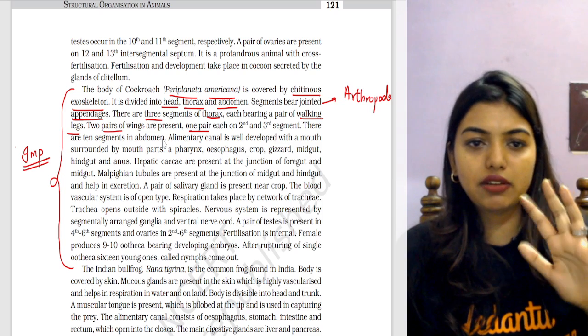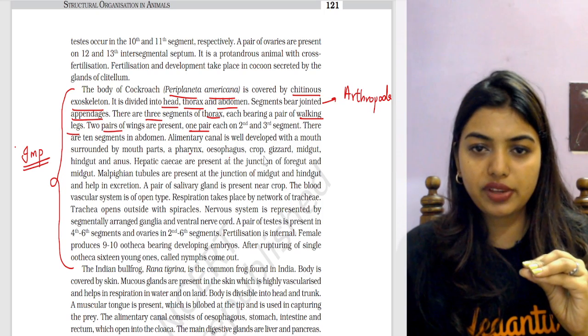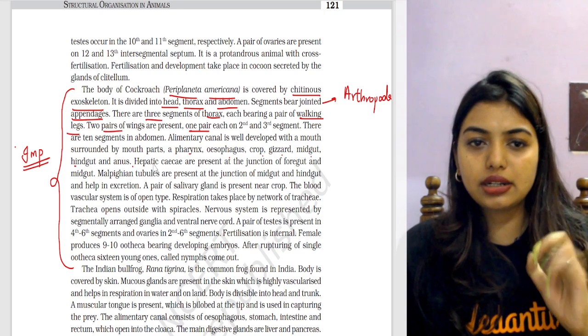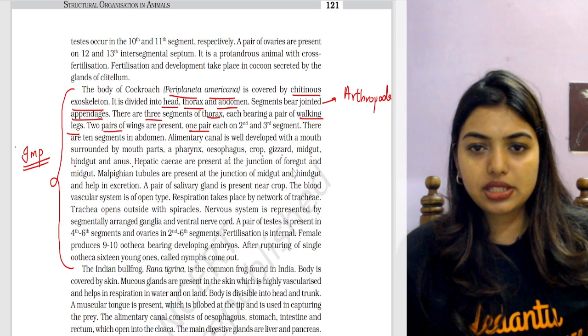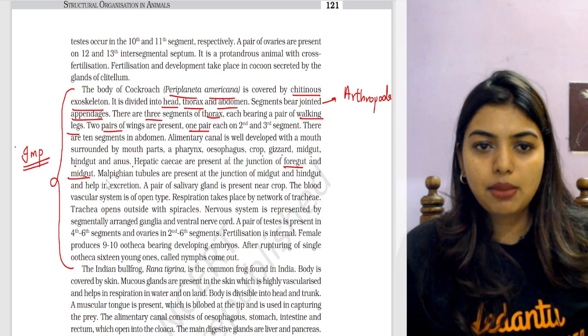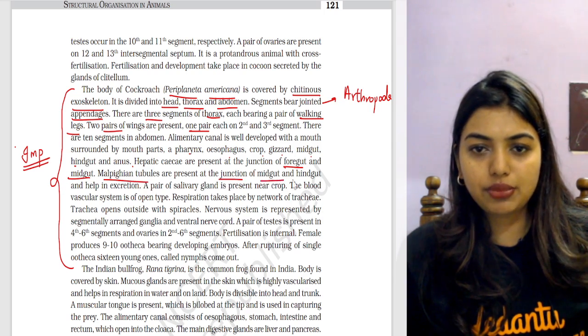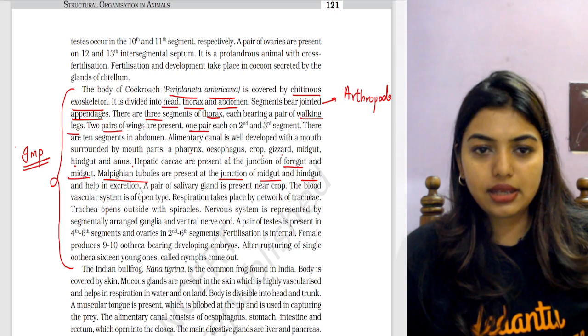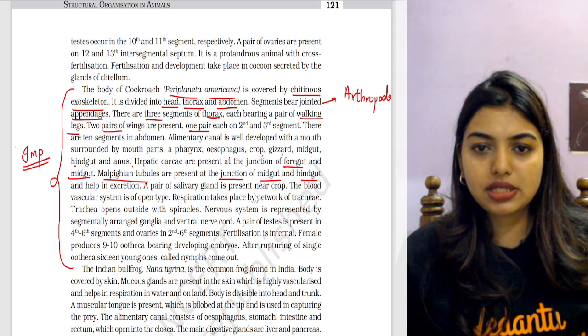Alimentary canal is well developed with a mouth surrounded by pharynx, esophagus, crop, gizzard, midgut, hindgut and anus. Hepatic caeca are present at the junction of foregut and midgut. Malpighian tubules are present at the junction of midgut and hindgut, helps in excretion. A pair of salivary glands is present near the crop.